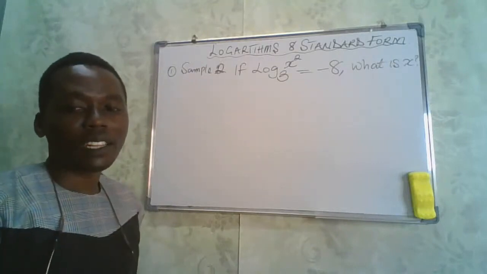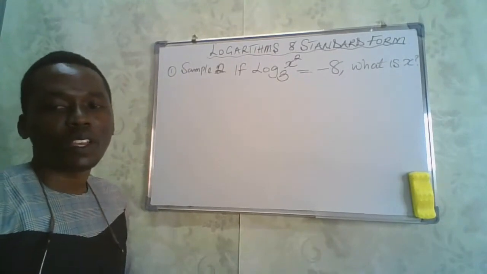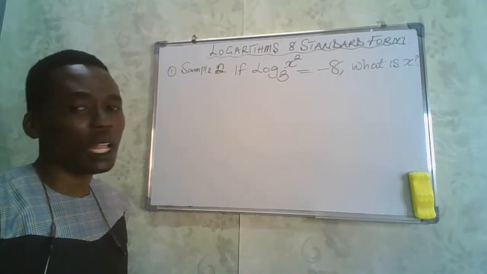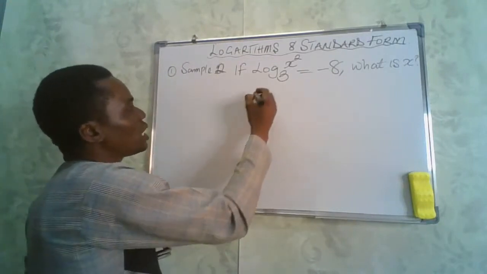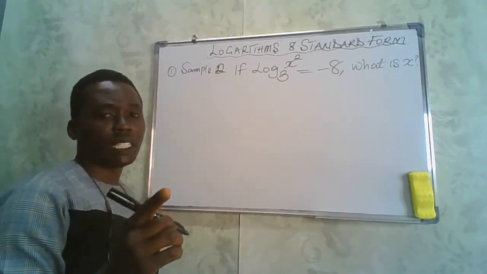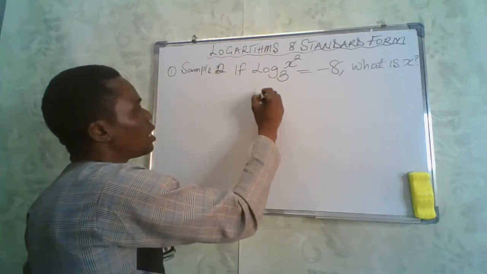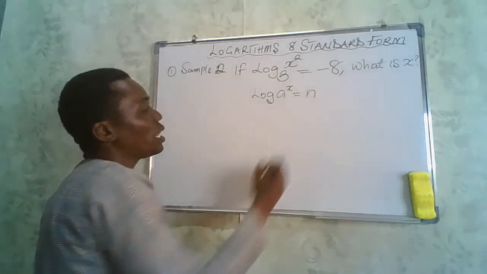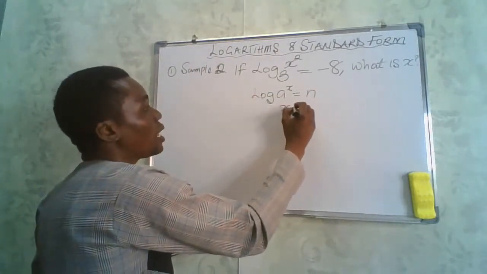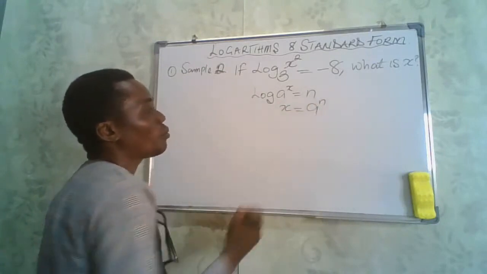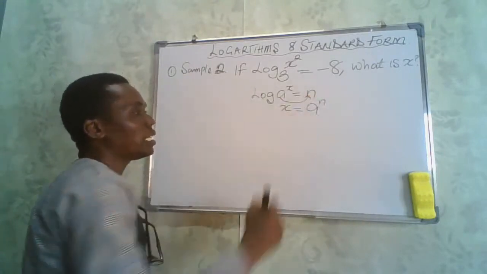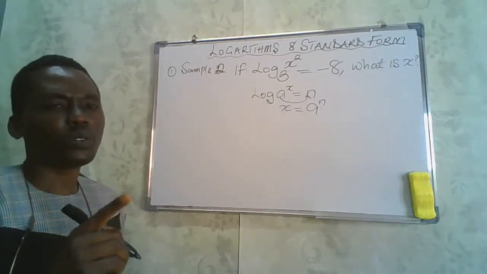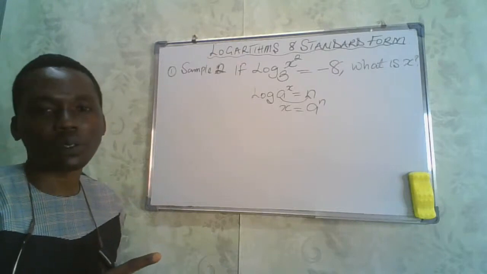Now, assume you are given this kind of question, how can you find the value of x? You need to apply the laws of logarithm. From those laws of logarithm I've given to you, you remember one law we stated earlier on, that if you have the log of x base a equal to n, then the value of x will be equal to a to the power of n. If you remember that rule, then this question will be very easy for you to manipulate.